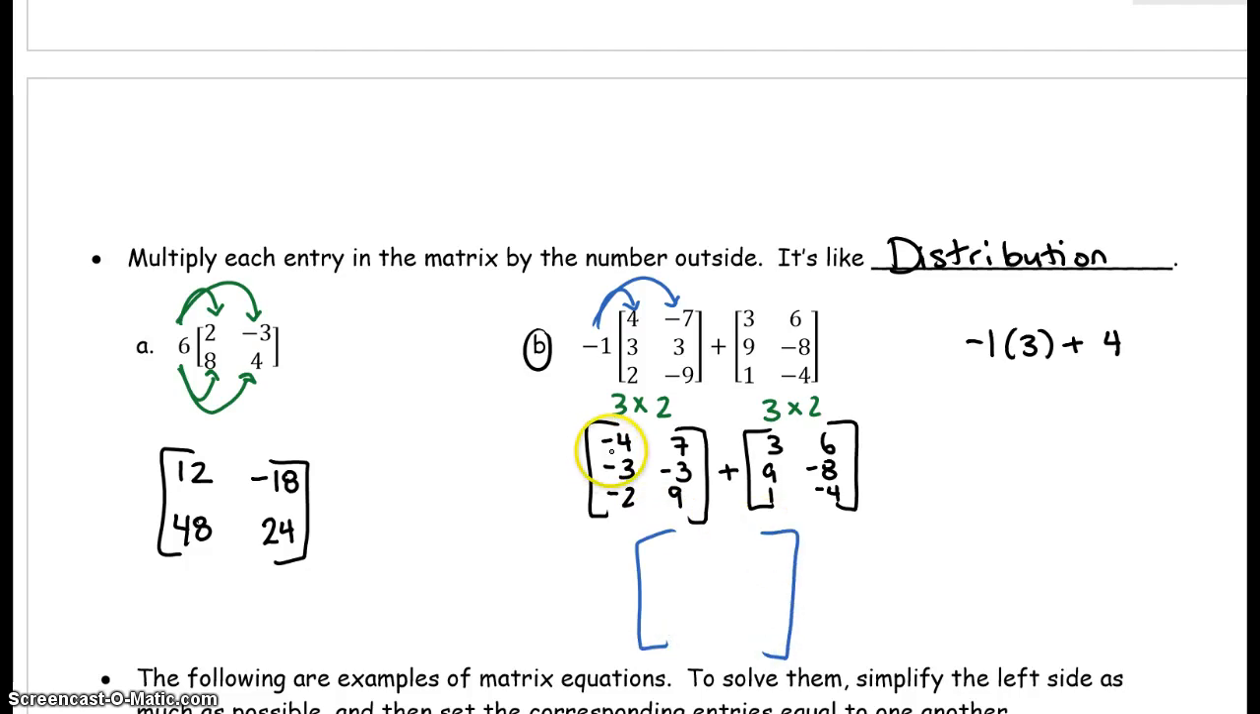Alright, here we go. -4 plus 3 is going to give us -1. 7 plus 6 is 13. I'm getting the plus because there's a plus sign between them. -3 plus 9 is going to give us 6. -3 plus -8 is going to give us -11. -2 plus 1 is -1. And 9 plus -4 is +5. And that's our final answer for that entire problem. Well done.